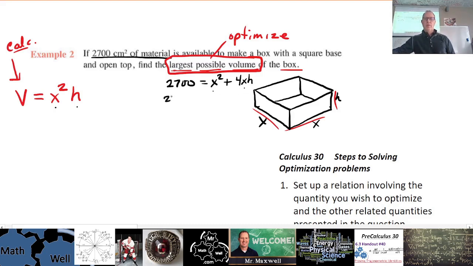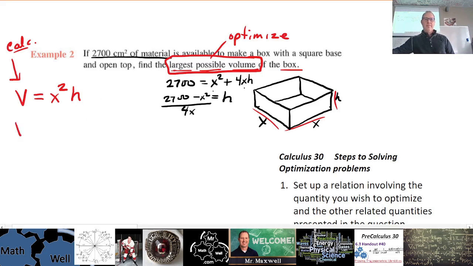So this is going to be 2,700 minus x squared equals 4xh. And then we're going to divide by 4x. So we're going to have h equals 2,700 minus x squared over 4x. All right, can we simplify that? Well, we can write it in 2 separate terms, I suppose, but it's probably not going to help us because we're multiplying. So let's just substitute h here now.